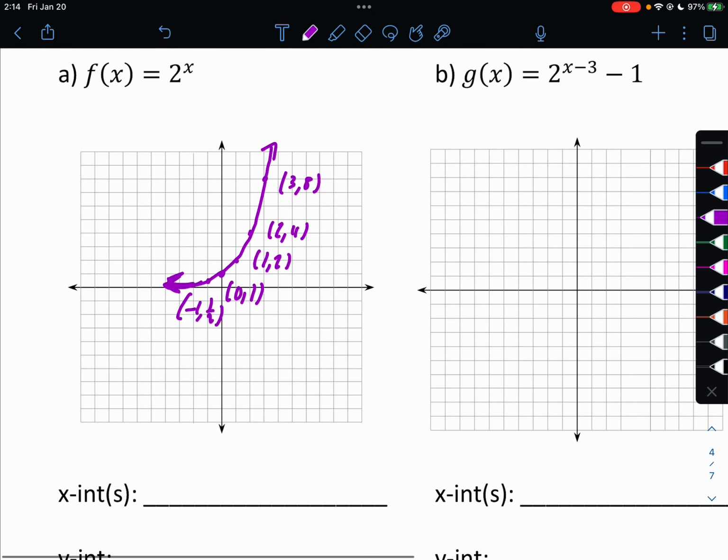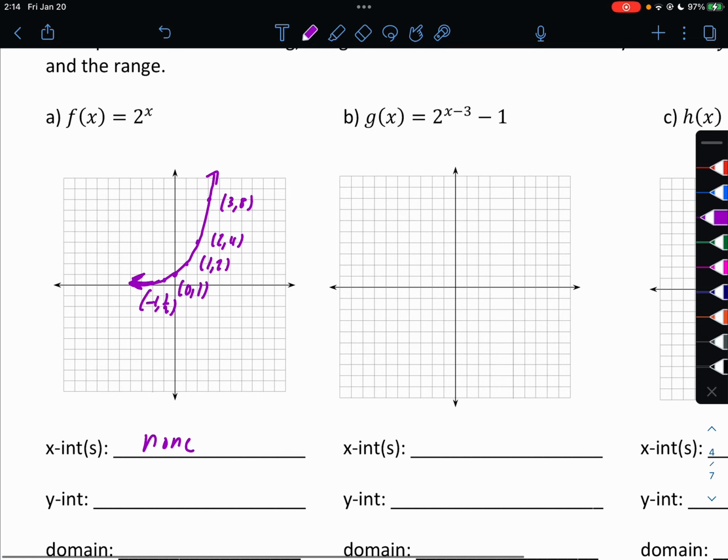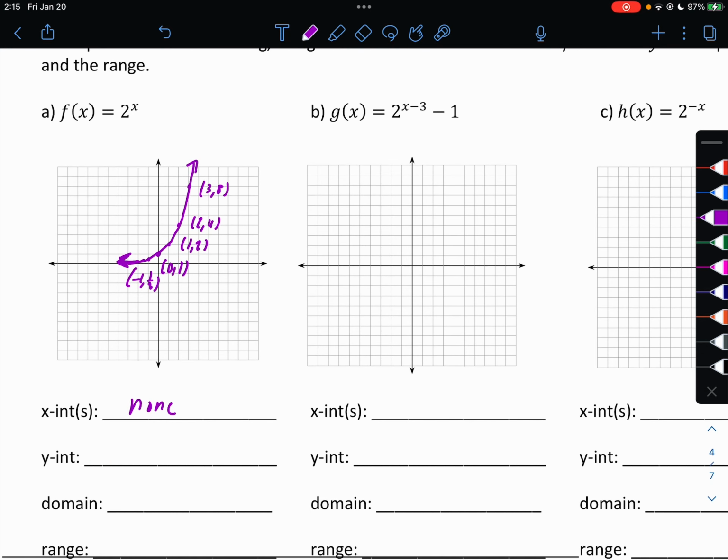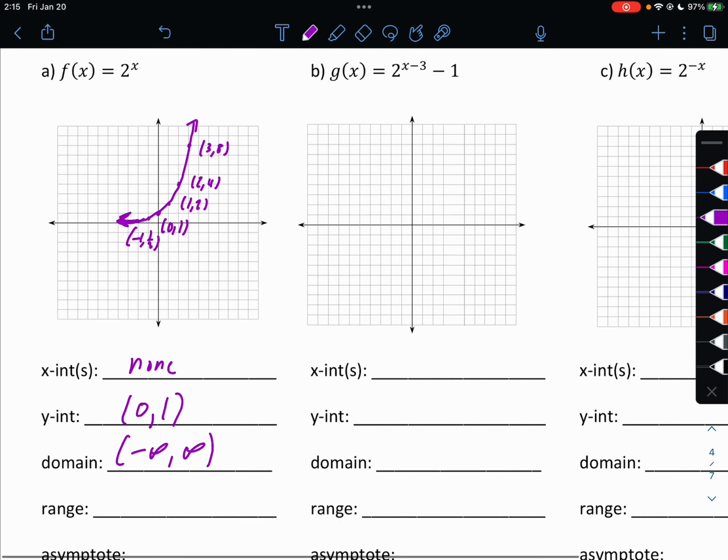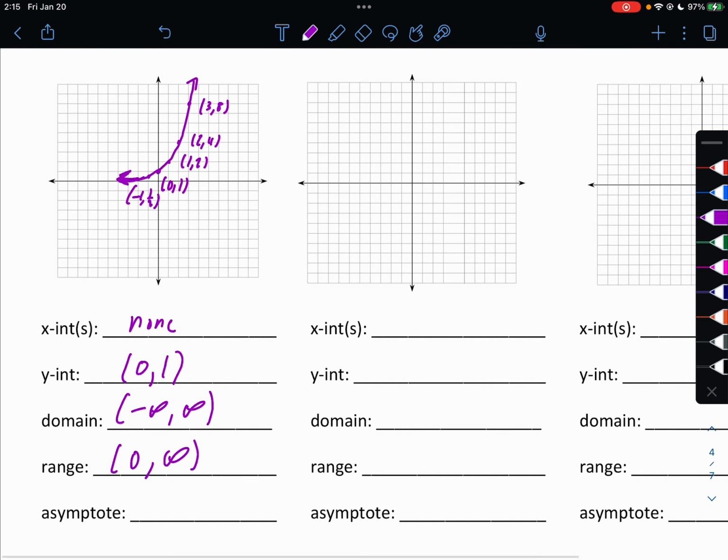The x-intercept, there is none. It'll never cross that line of y equals 0. The y-intercept is at 0, 1. The domain is all real numbers. Our range is 0 to infinity. And our horizontal asymptote is y equals 0.